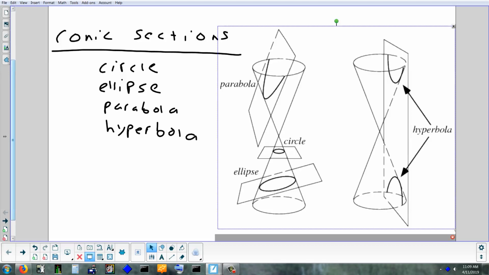Hyperbola is a little different. That's where you put 2 cones with the vertices connected and slice it straight down. And you end up with basically a shape that looks like this. Right? It's almost like having 2 parabolas, but they're in separate pieces because you have 2 cones. I'll talk about a few things that you can use these shapes for. I'll do cars.